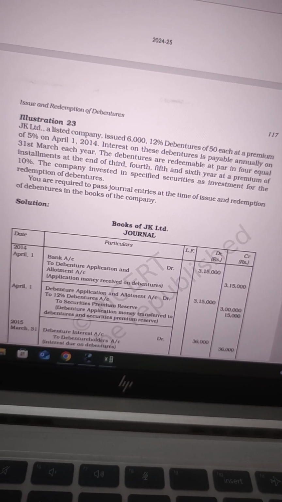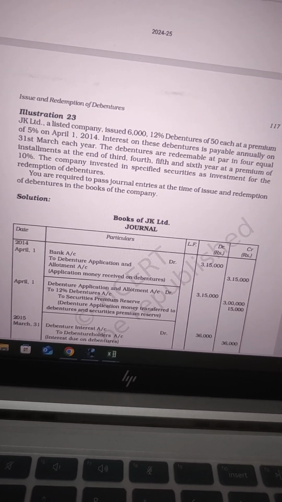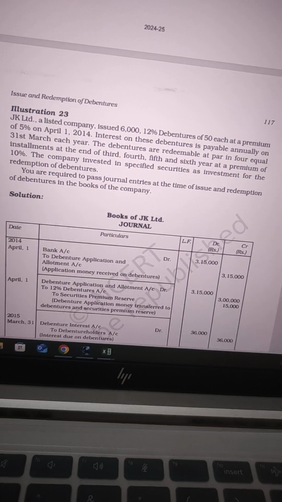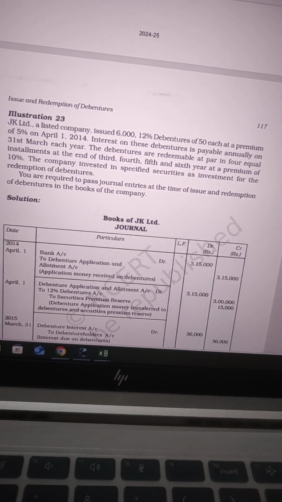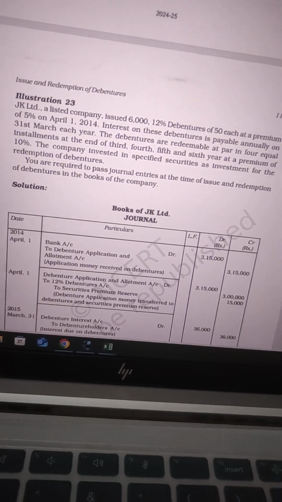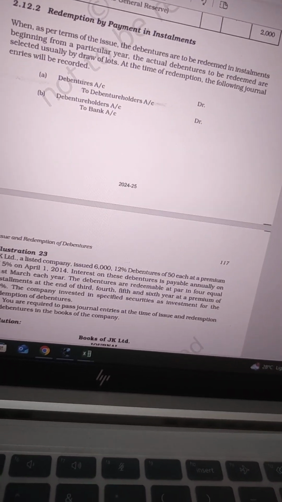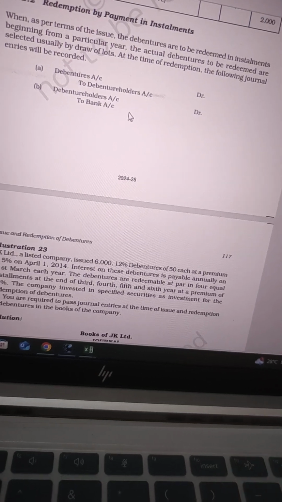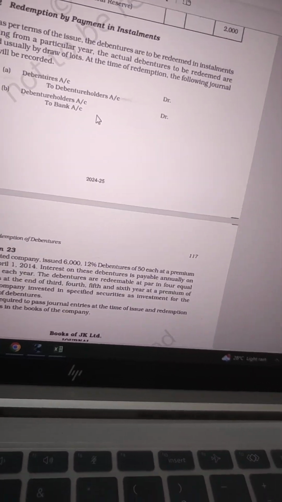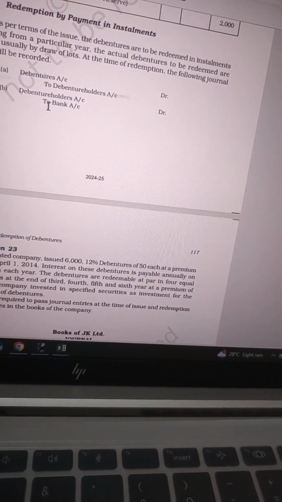redeemed out of capital. If the debentures are to be redeemed out of profits, then this, as I said earlier, the statement of profit and loss account debited to debenture redemption reserve account is passed before writing these two journal entries. If the debentures are redeemed out of capital, then these two journal entries are sufficient.